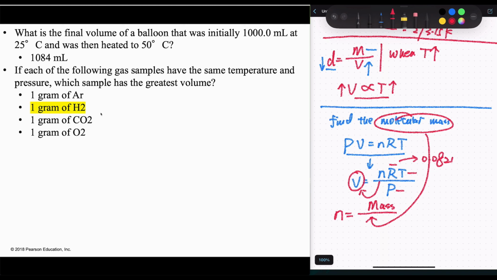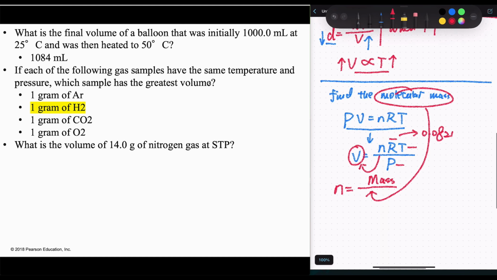After calculation, the correct answer would be hydrogen. 1 gram of hydrogen will give you the greatest volume. Now let's see the next question.